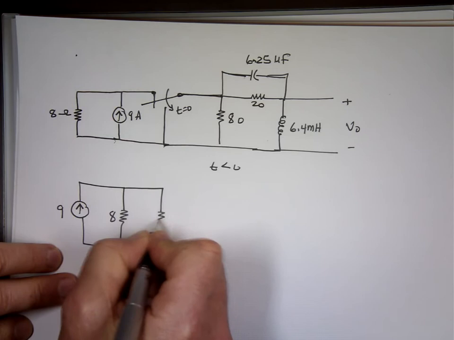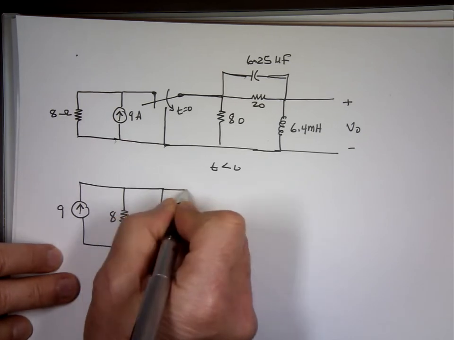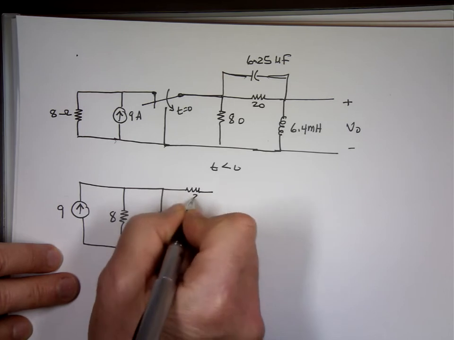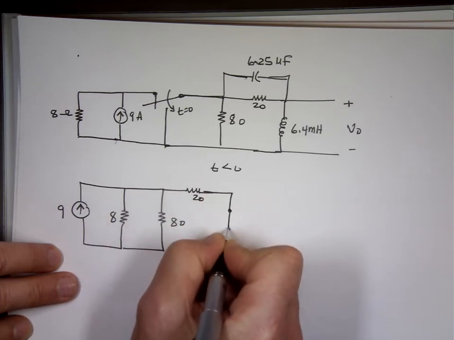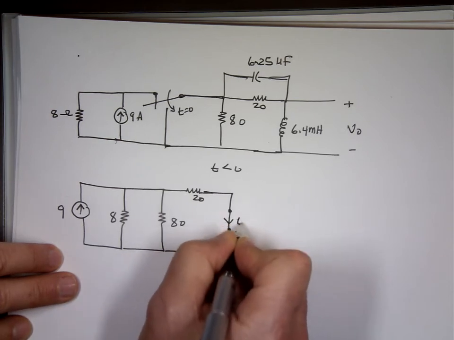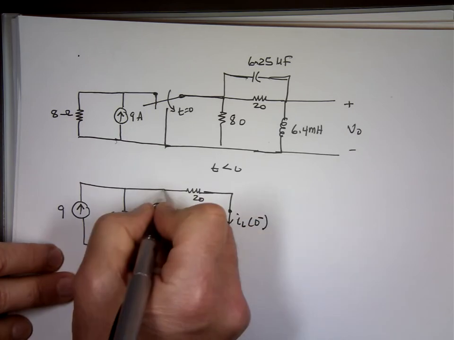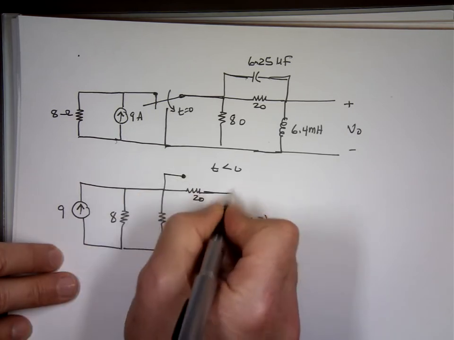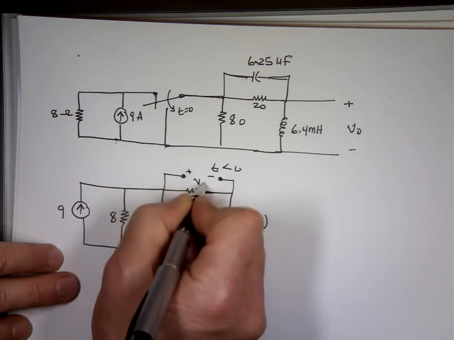This is 80. This is 20. This is going to behave as a short circuit. So I need to know what the current through the inductor is at 0 minus. And what's going to happen to that capacitor? Open circuit. And I need the voltage across the capacitor at 0 minus.